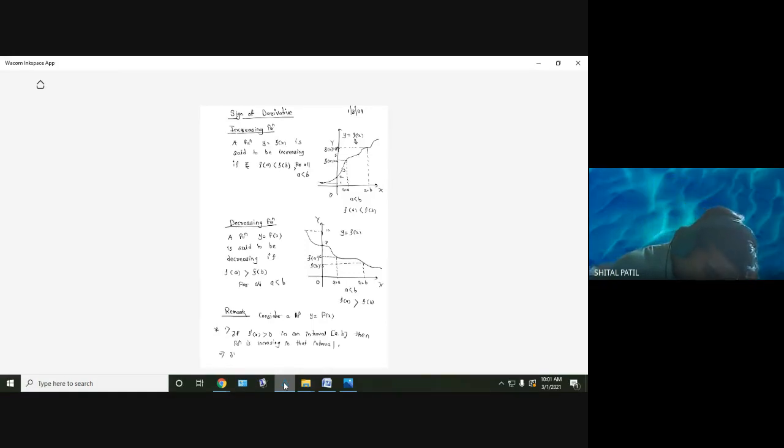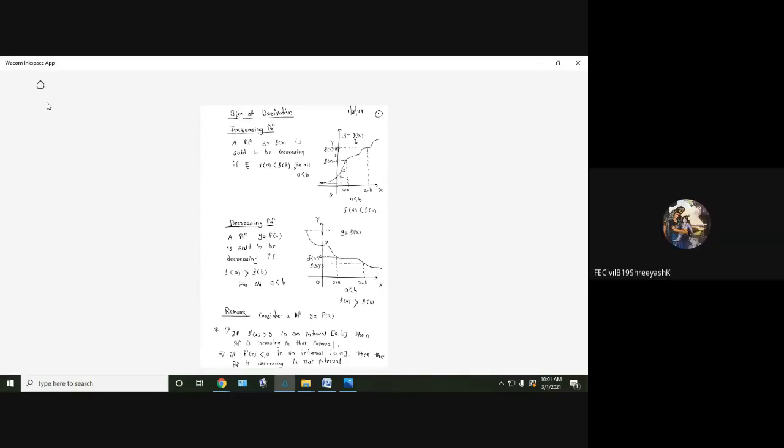If f dash of x is less than 0 in an interval CD, then the function is decreasing in that interval. Function is decreasing in that interval. Okay, examples.